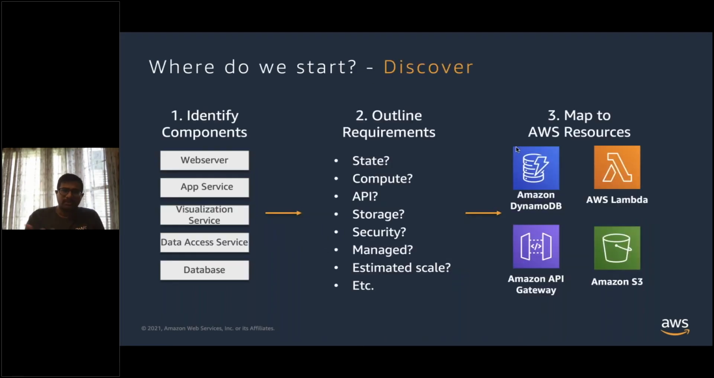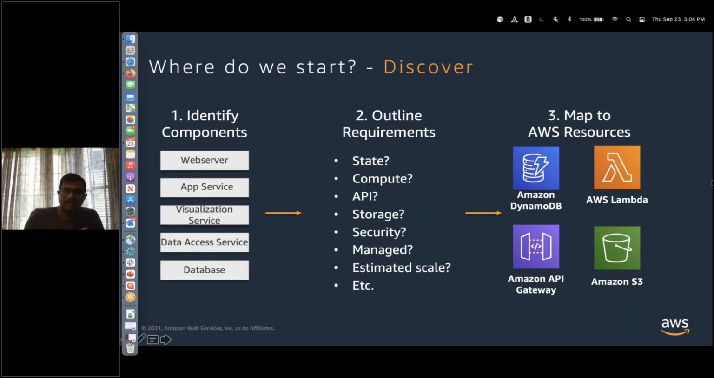So, for example, when you're discovering, a few things you want to think about are what things you have today, right? You have web servers, you have app servers. This is the same example we talked about before. And you have data access services and the database. So what are some of the requirements these need to have? For example, should a web server be stateful or stateless? Should you have support for APIs or not? How much storage do you need? Stuff like that.